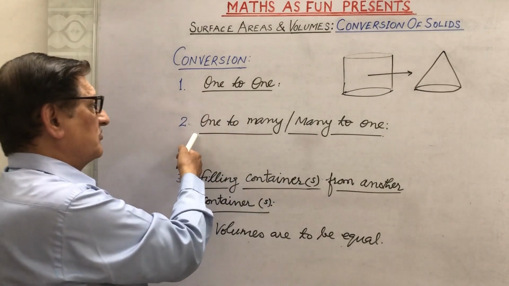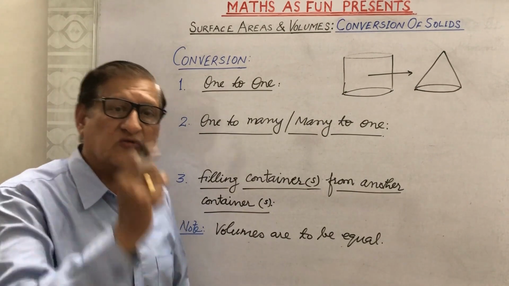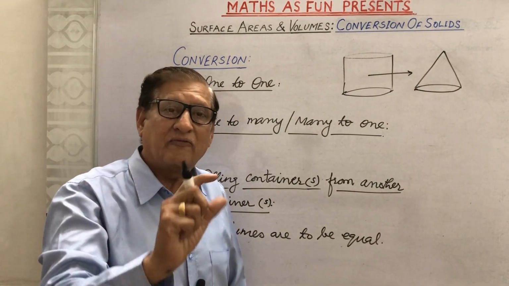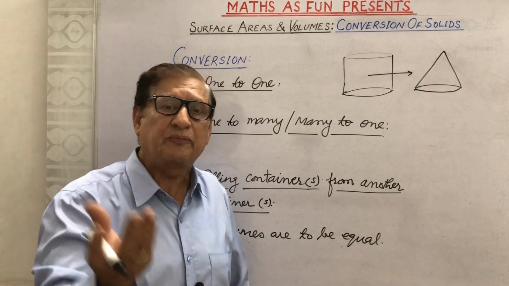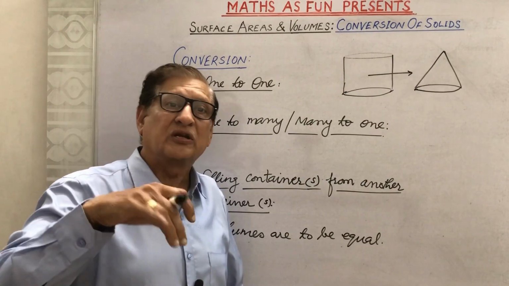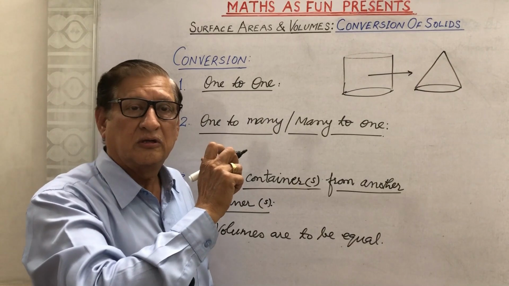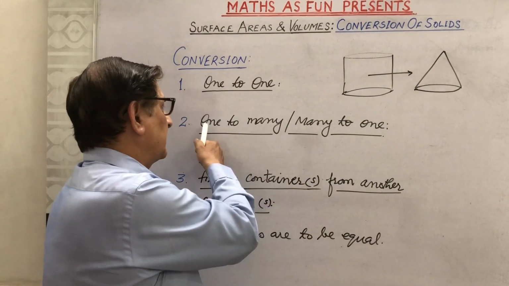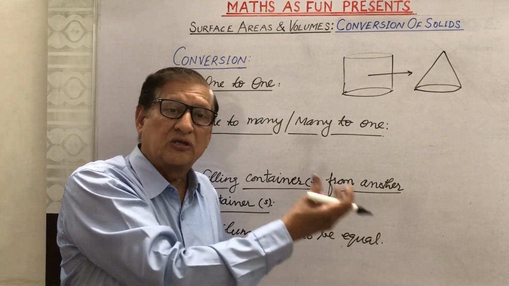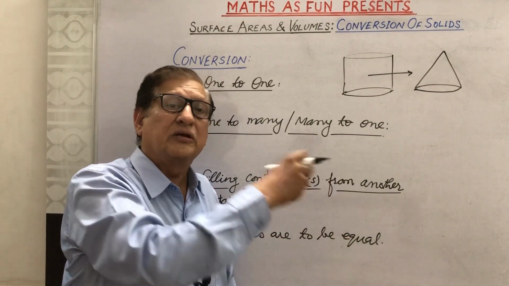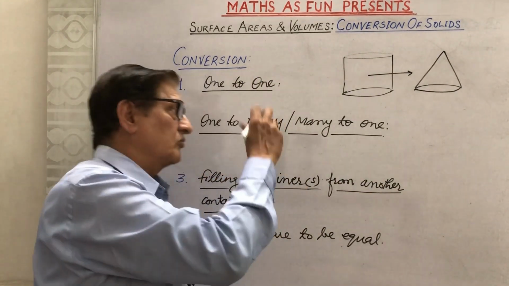The second type of case we may have is 1 to many or many to 1. What is the meaning of this? It means one of the solids we are melting and recasting into smaller solids of different type or of the same type, but of different sizes. Then how many such solids can be formed, that we can find by using this. Or if we have many small solids, and we want to melt them and convert into a different larger solid, then again we have to do the same thing.